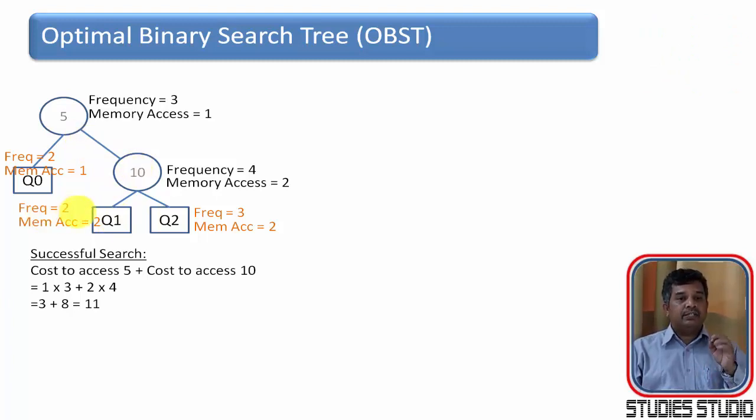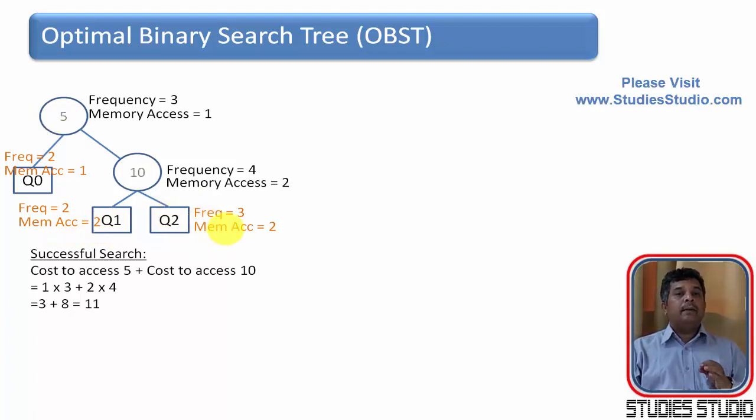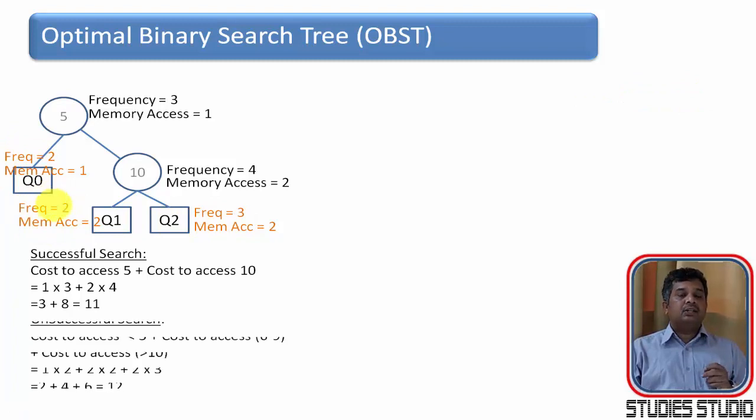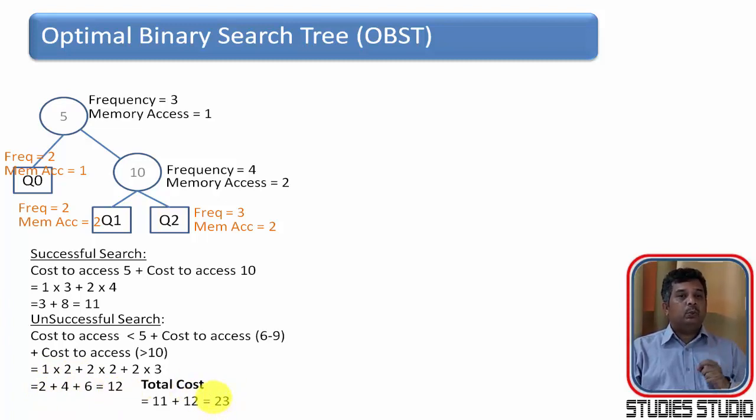Let us say its frequency is 2. I need to come to 5, then to 10, and then I'll say it is a successful search or unsuccessful search. That's why memory access needed is 2. Similarly, anything greater than 10 also needs 2 memory accesses. Let us assume that its frequency is 3. Then for all the unsuccessful searches, the cost will be 2 plus 4 plus 6, that is 12. Now in total we'll be having 23.